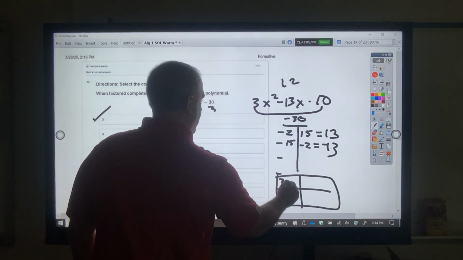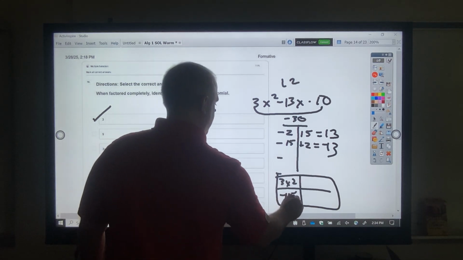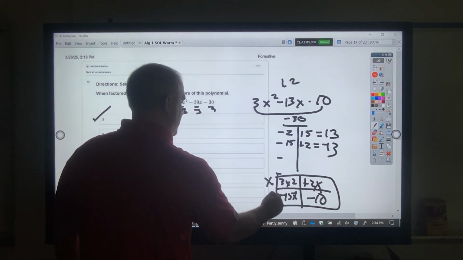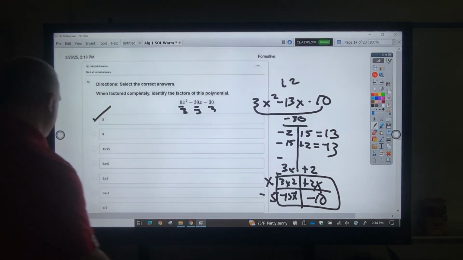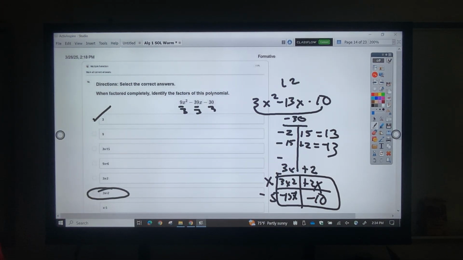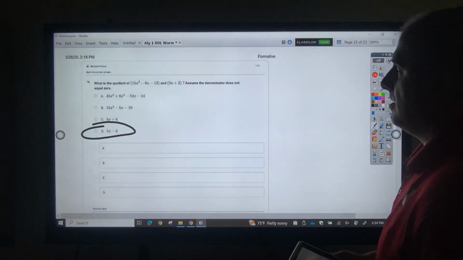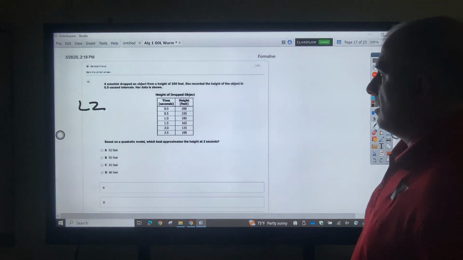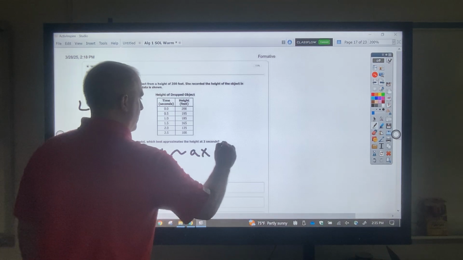So 3x squared minus 15x, plus 2x minus 10. GCF here is x, GCF here is 5 with a negative, GCF would be 3 with an x, this would be 2 with a positive. So I got to go 3x plus 2, and then x minus 5. Already did that one. Already did that one. So here's the formula for curve of best fit.